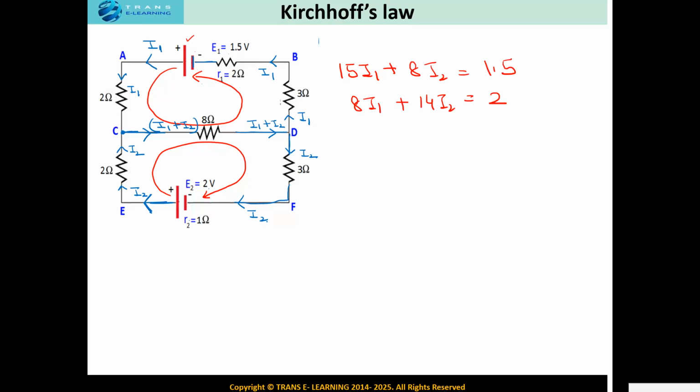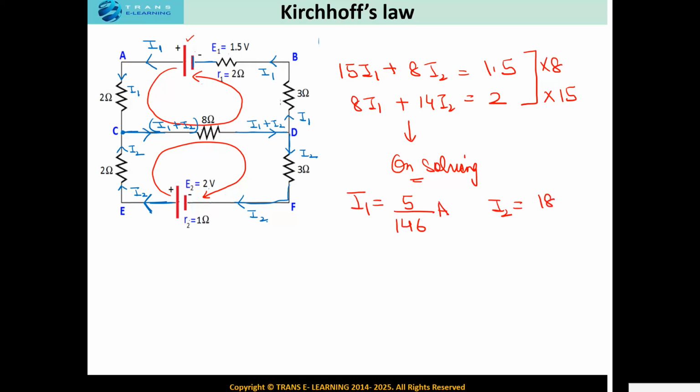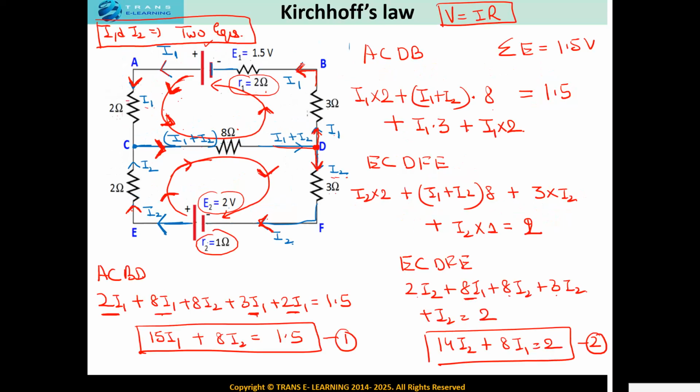Now what you can do is multiply this with 8 and multiply this with 15. On solving these two equations and calculating the value, the value of the current I1 will come out to be 5 upon 146 ampere, and the value of the current I2 will come out to be 18 upon 146 ampere. We have to see what was there in the question.